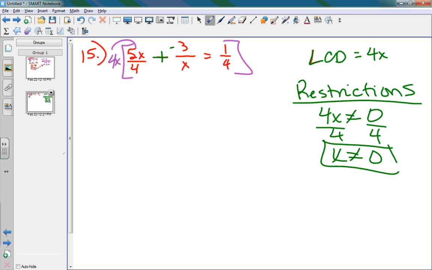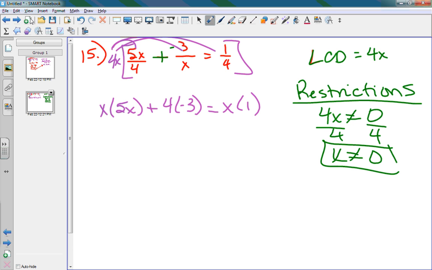4x divided by 4 is x. Bring down the jump. 4x divided by x is 4. Bring down the other jump, which is the -3. 4x divided by 4 is x, and bring down the 1. Does every single person in here understand how and why I have what I have up there? We good?